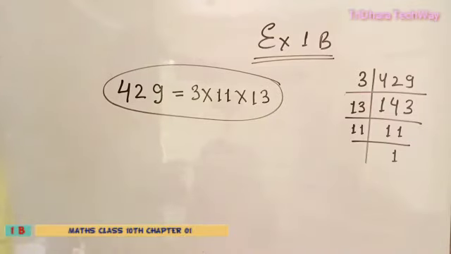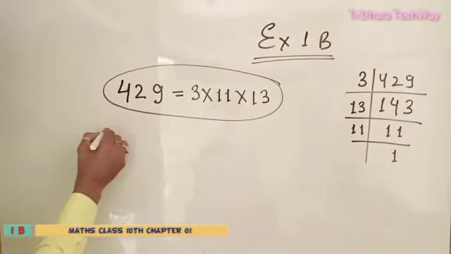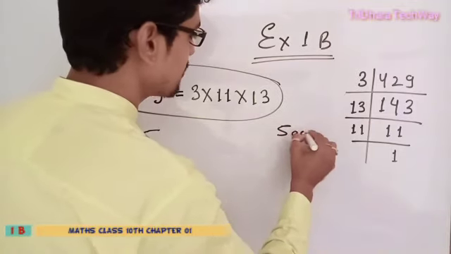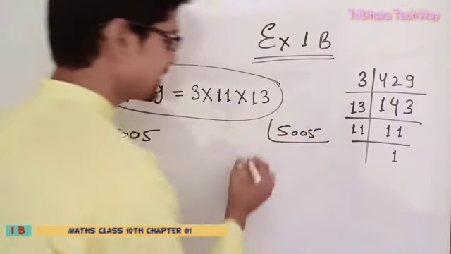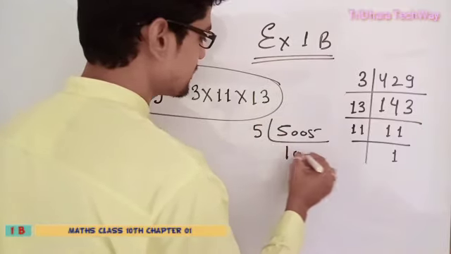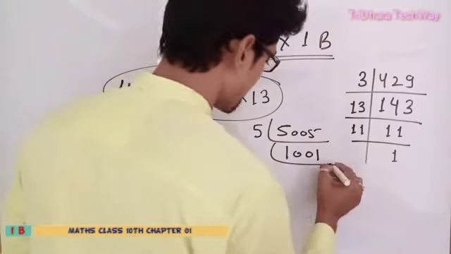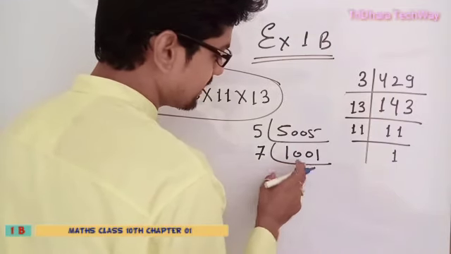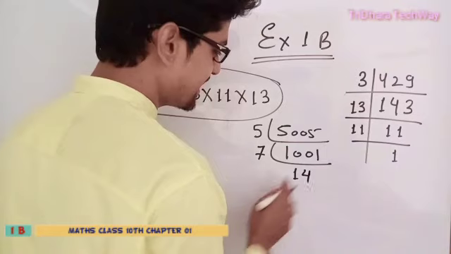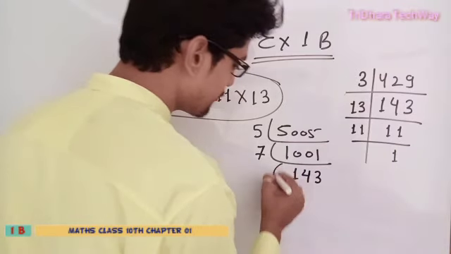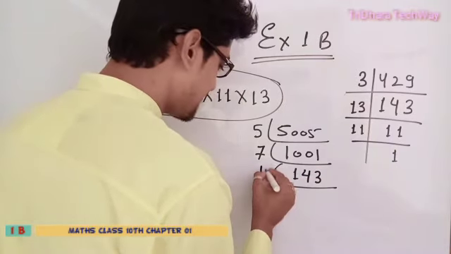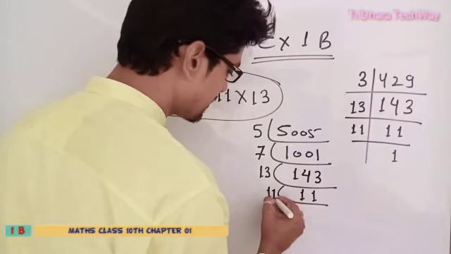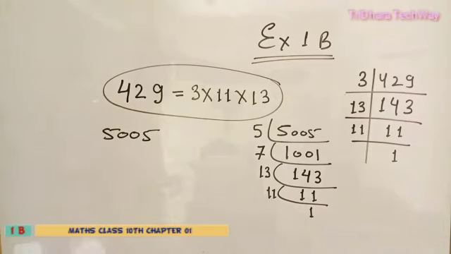Now see the next question. Next question is 5005. It means you have to find out the prime factors of this number once again. By 5, 5 1s are 5, 0 0 1. Now again by 7, 7 1s are 7. 3 7s are 21, 4 7s are 28. By 13, 13 1s are 13, and now by 11, 11 1s are 11.